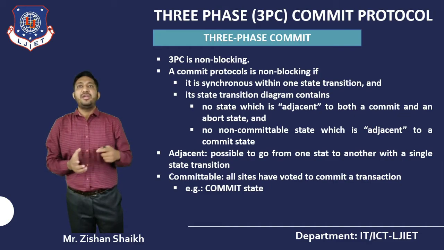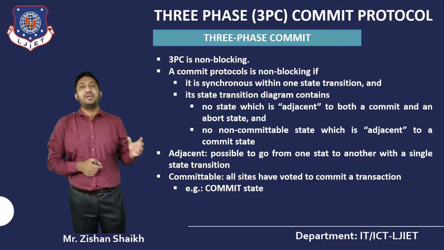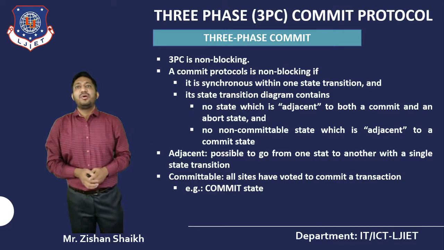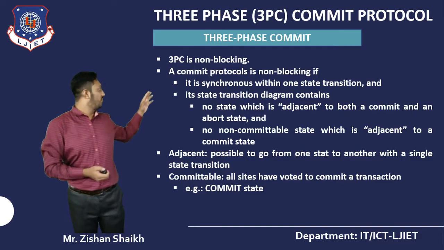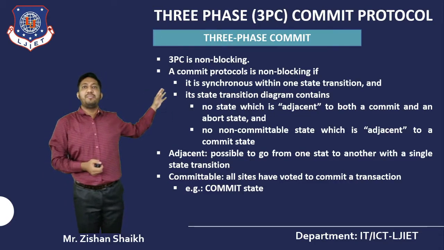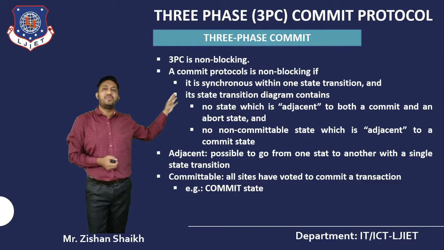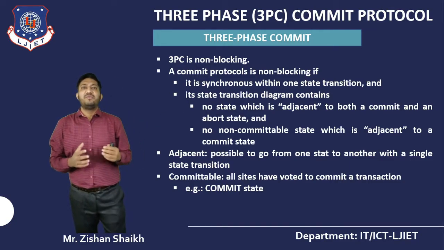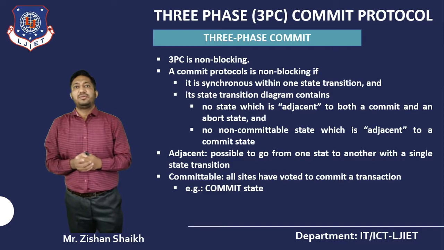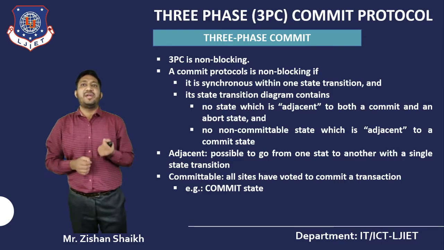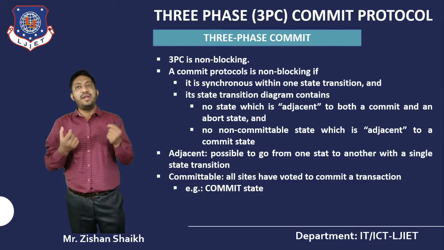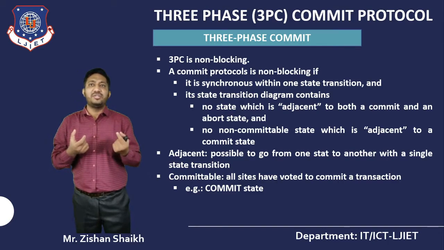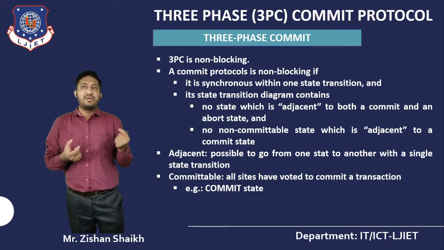In terms of blocking, our three-phase commit protocol does not block any state on immediate failure. So how can we say that any protocol is non-blocking? For that we have to understand two conditions. A commit protocol is non-blocking if, first, it is synchronous within one state transition. That means we have to take care of synchronization with only one state at a time, and the states of participant and coordinator are synchronized with each other during message communication.